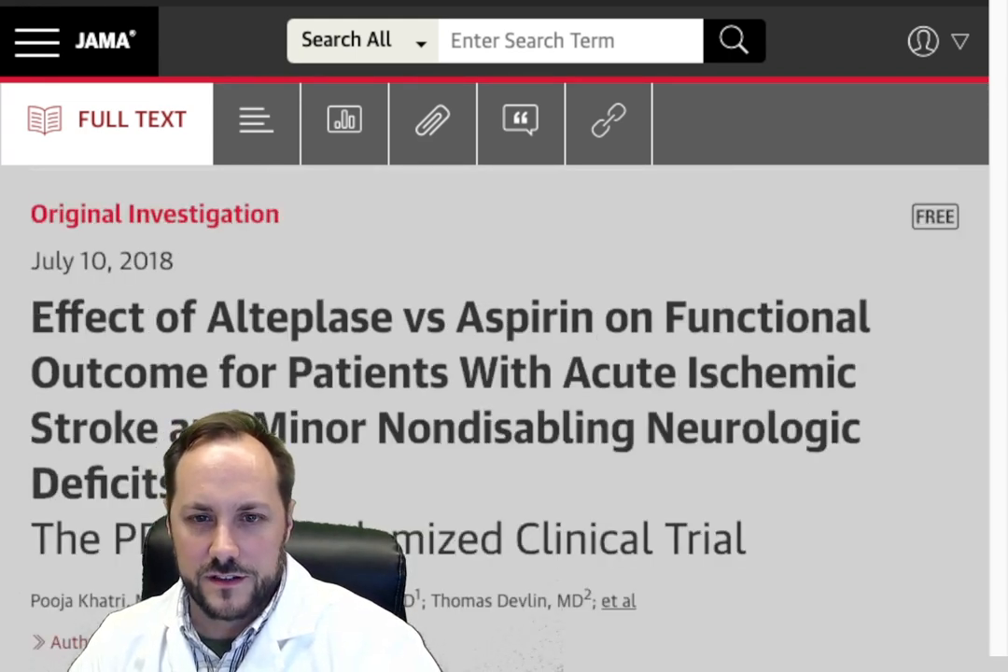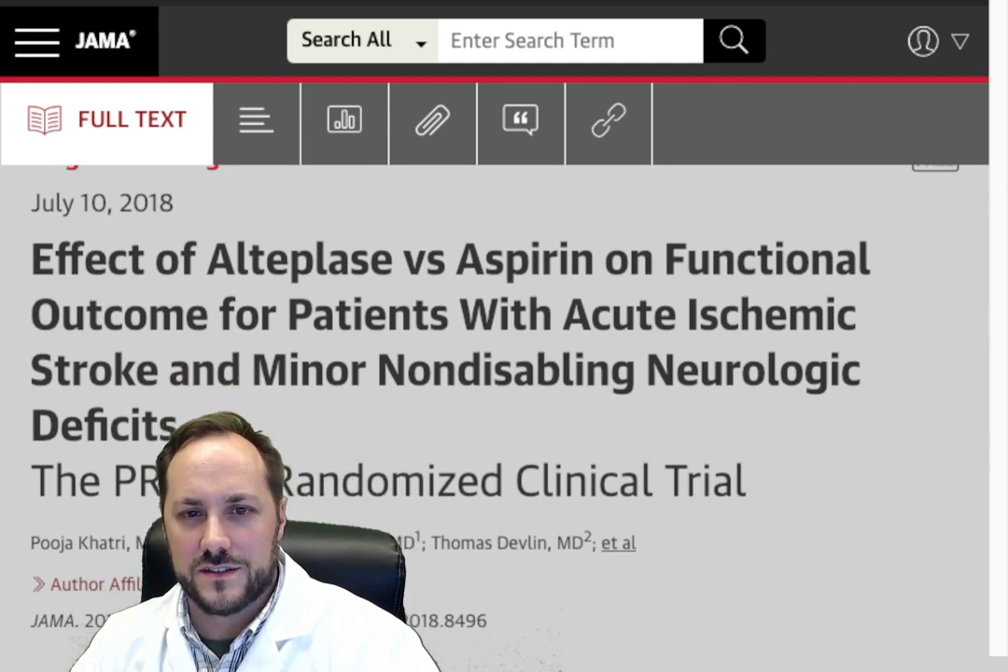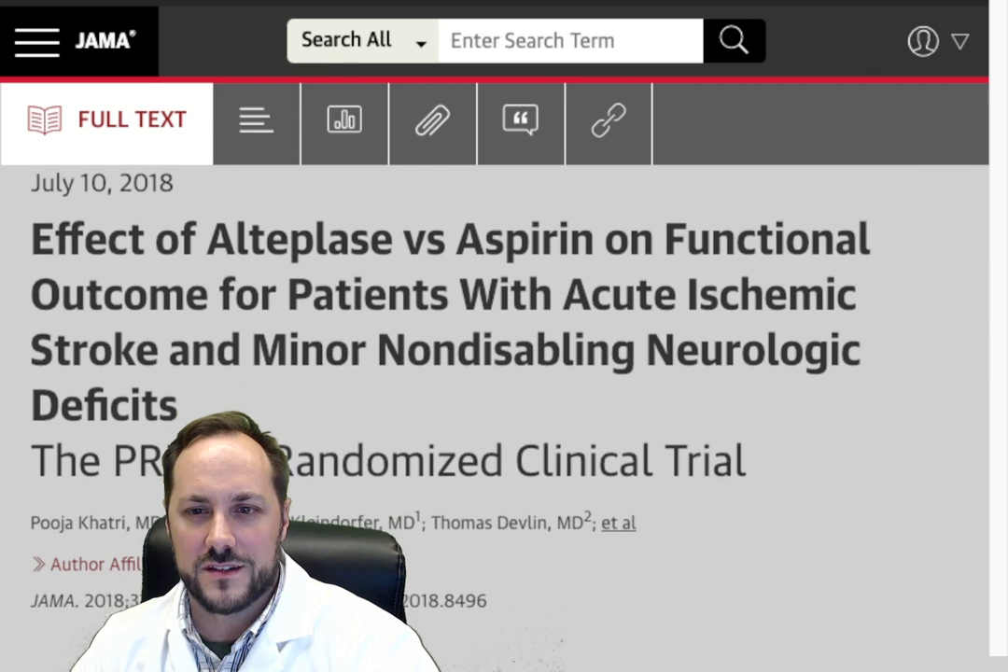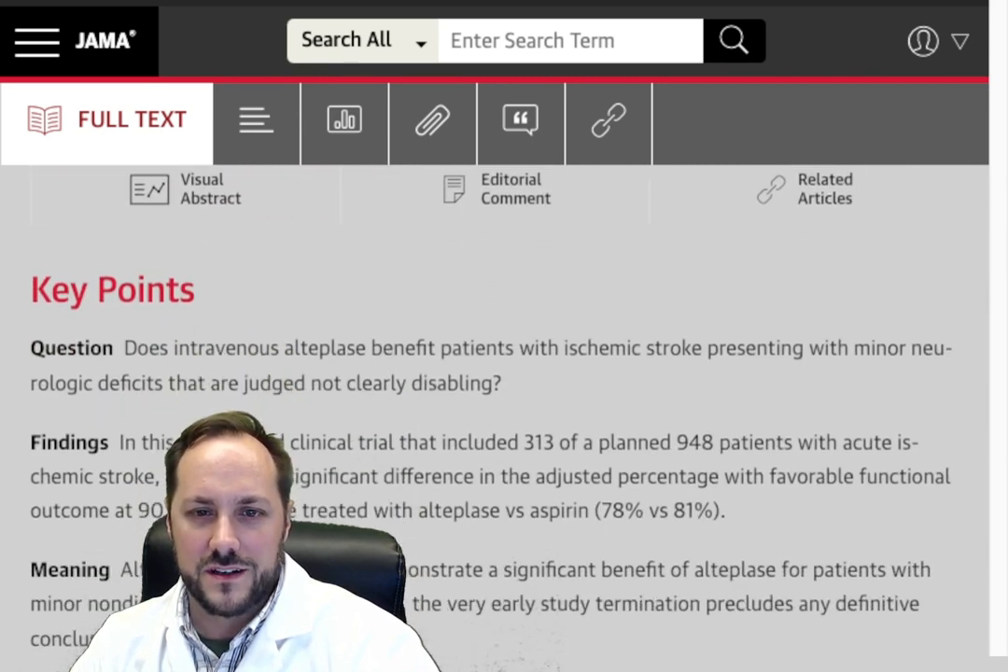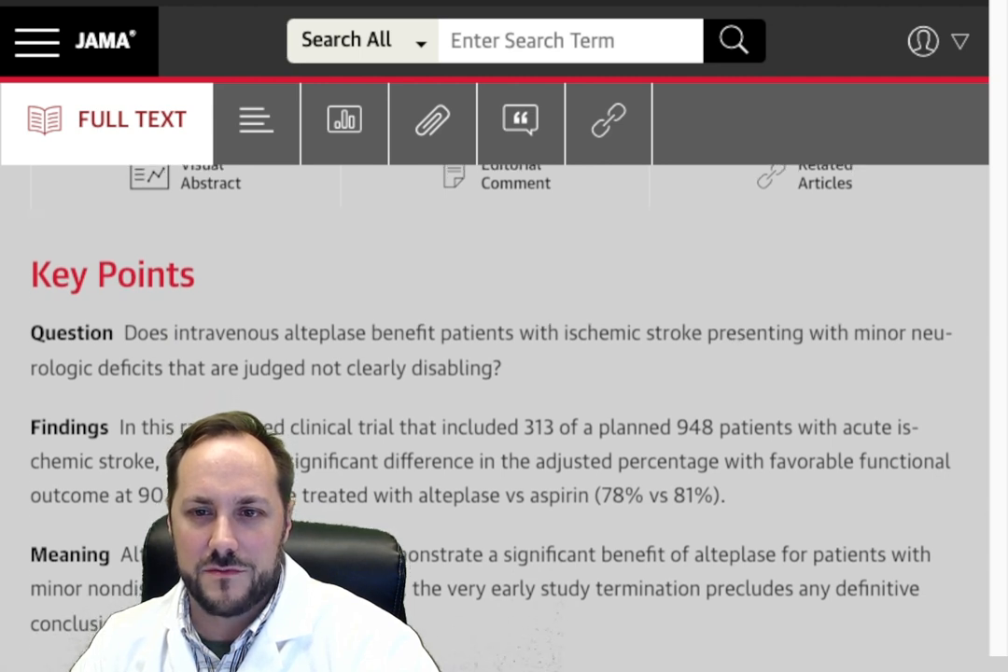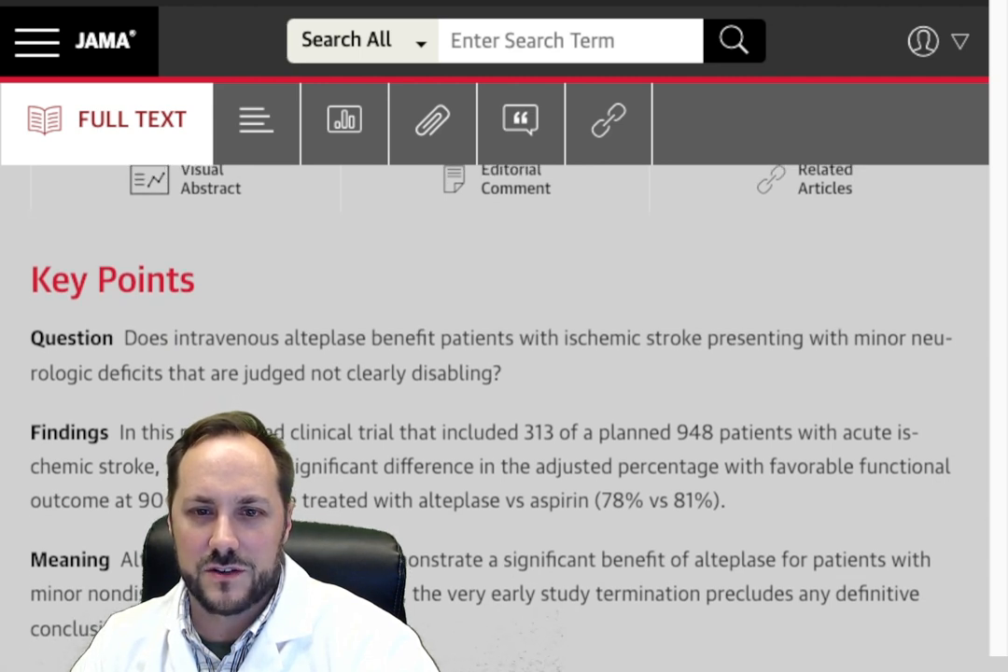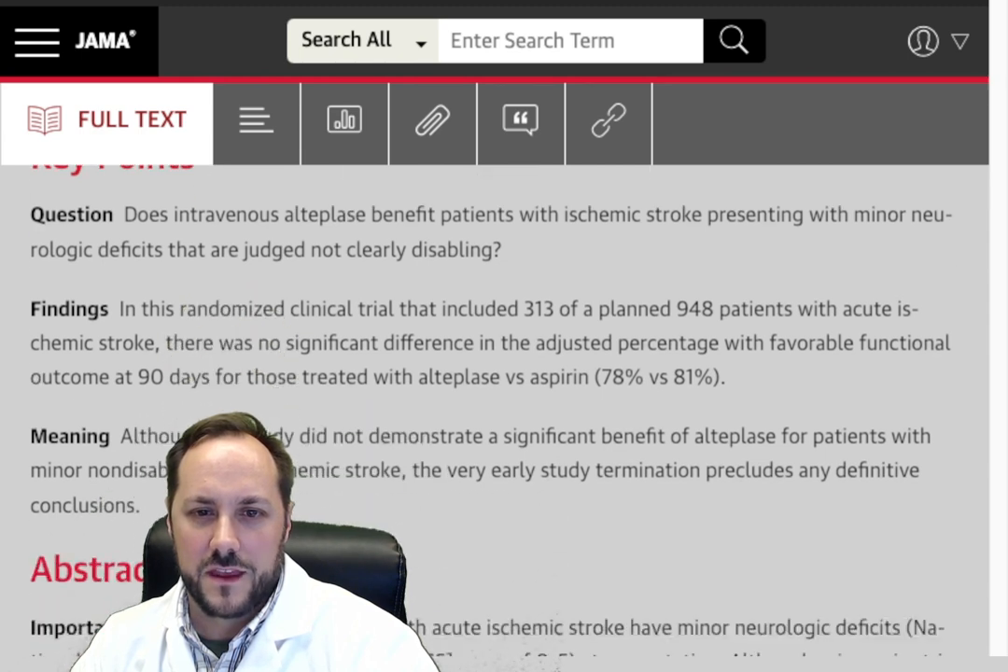Okay, so I would like to start by showing you a couple of trials. One randomized clinical trial is called the PRISMS trial. It is the effect of alteplase versus aspirin on functional outcome for patients with acute ischemic stroke and minor non-disabling neurological deficits. It's 2018. So the question being, does intravenous alteplase benefit patients with ischemic stroke presenting with minor neurological deficits being not clearly disabling?